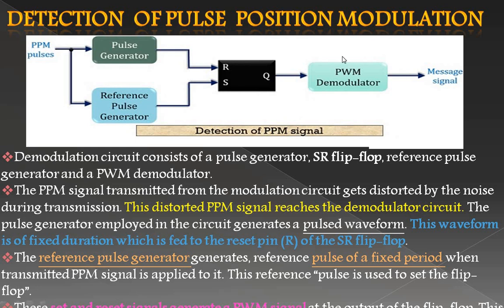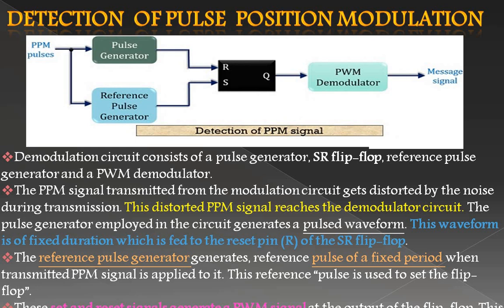Correct? On the pulse width demodulation side, you remember you had a ramp generator and a reference pulse generator, then a clipper, then a low pass filter. I'll give the link of the previous class also, just refer to that for the demodulation side. If directly you get a message signal, but first you have to convert the PPM signal into the PWM signal. So the demodulation circuit consists of a pulse generator, a reference pulse generator, an SR flip-flop, and a pulse width demodulator circuit. These four components are very important for detection of your pulse position modulated signal.